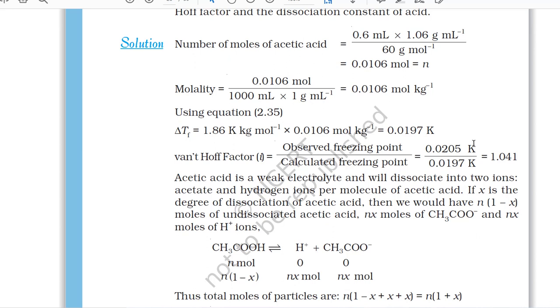Van't Hoff factor i is equal to observed freezing point depression upon calculated freezing point depression, which is equal to 0.0205 Kelvin upon 0.0197 Kelvin, which is equal to 1.041. Acetic acid is a weak electrolyte and will dissociate into two ions, acetate and hydrogen ions, per molecule of acetic acid. If X is the degree of dissociation of acetic acid, then we would have N(1 minus X) moles of undissociated acetic acid, NX moles of CH3COO minus and NX moles of H plus ions.